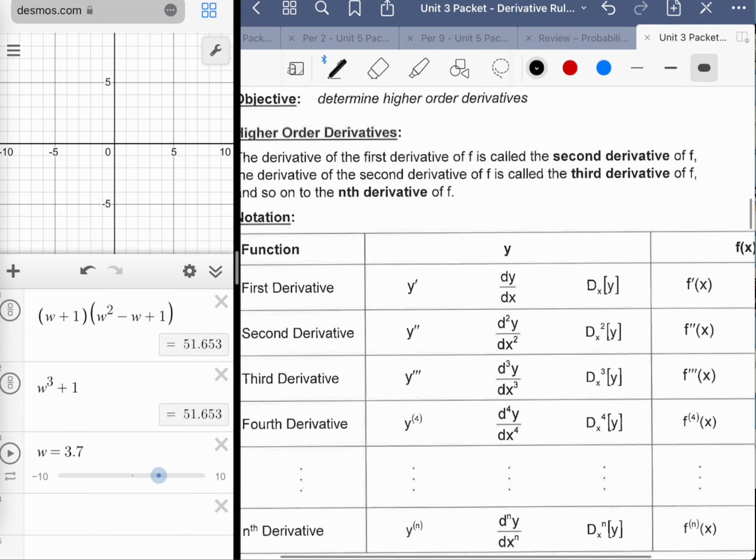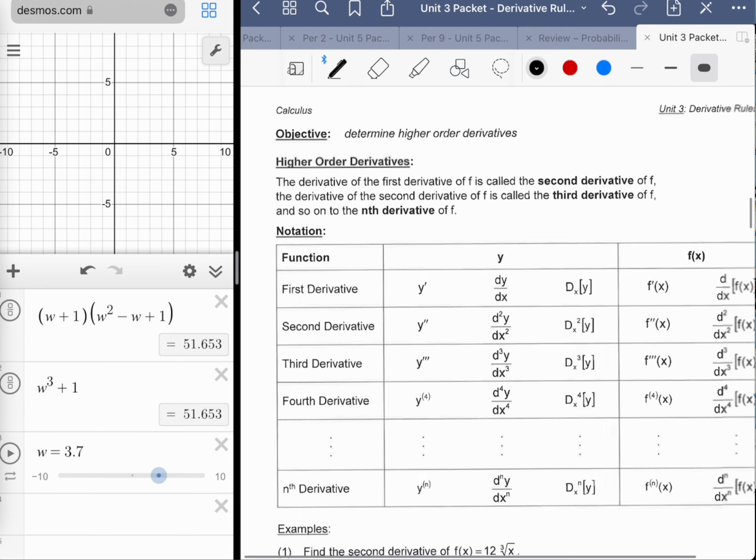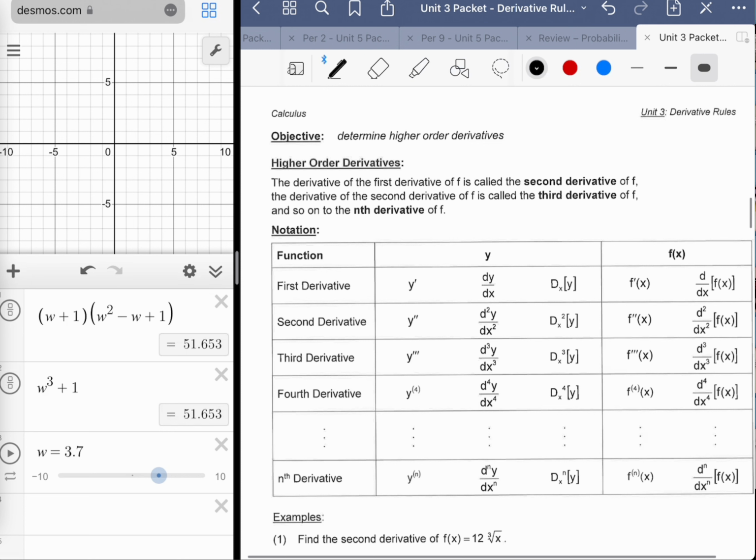But if we keep it simple, we look at something basic like f prime of x. We know that when we have a function of x and we take its derivative, we call that f prime of x. So if you want to take the second derivative of that function, just throw on another prime. So f double prime of x. Then f triple prime.